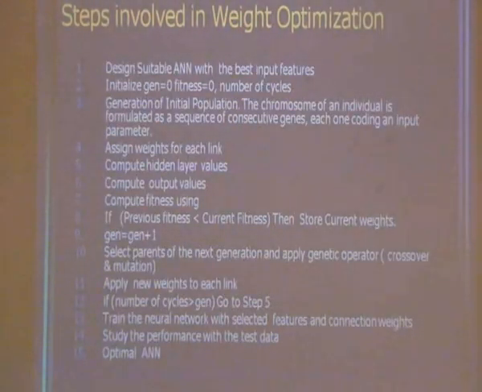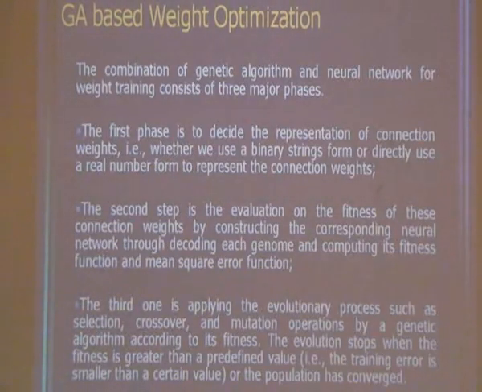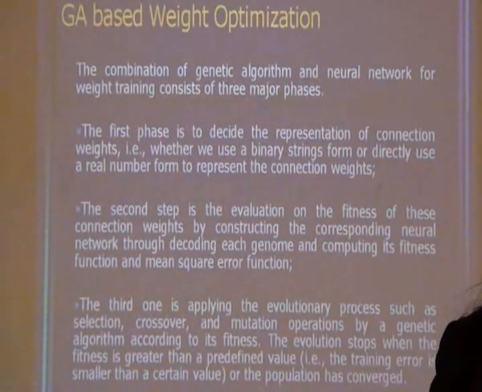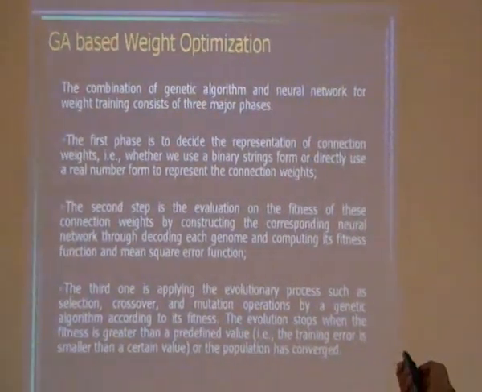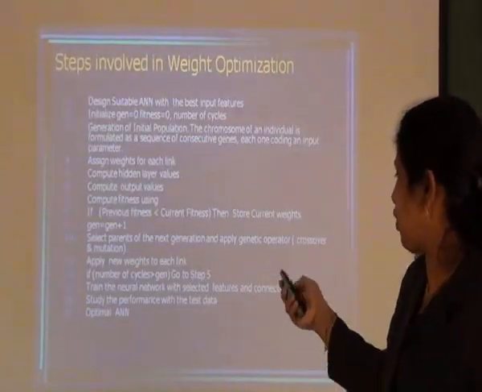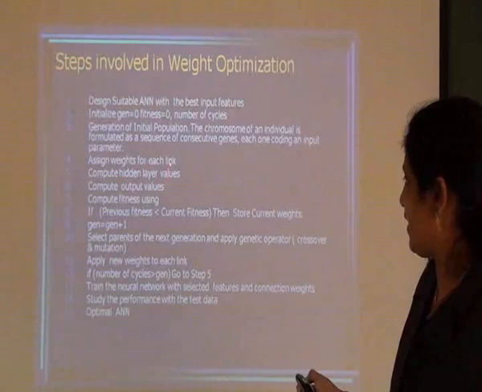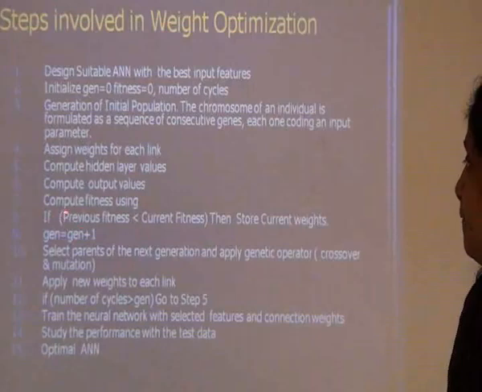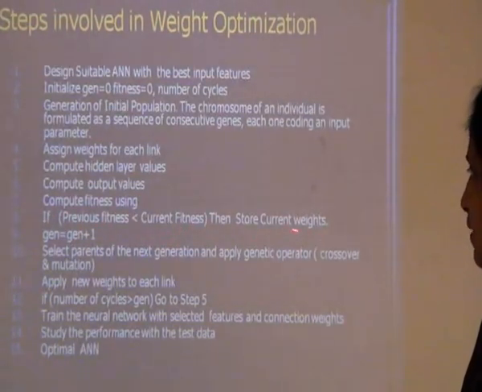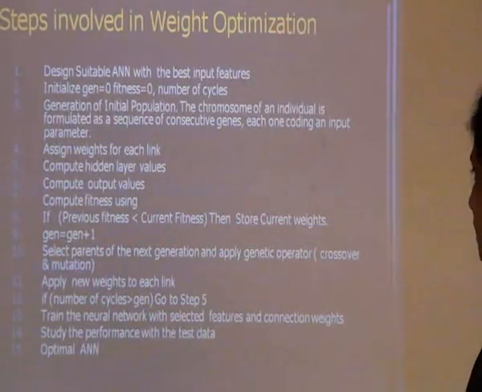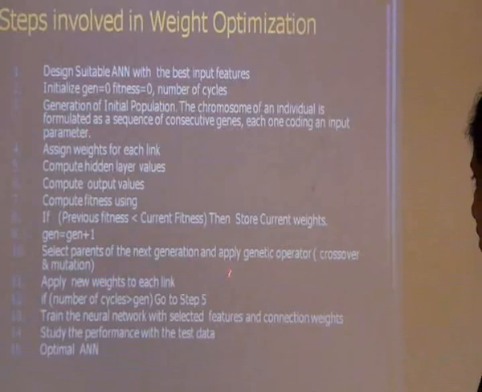And here the genetic algorithm can be used in a neural network for weight optimization. As I said, you can randomly allocate the weights and check whether it is moving towards the solution or moving away from the solution. Based on that, you can modify the weights, and you can use genetic operators also. Here also the same way. Assign weights for each link, compute the hidden layer value, compute the output layer, like how we have done. Then if the fitness is less than the mean, store the current weight, otherwise go to the next generation and apply all these operators, the 3 operators including crossover.